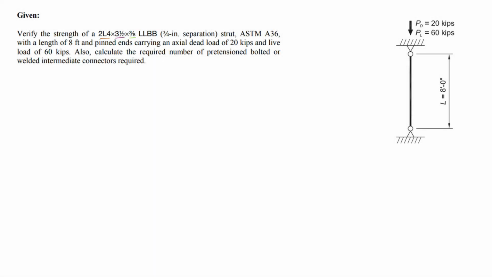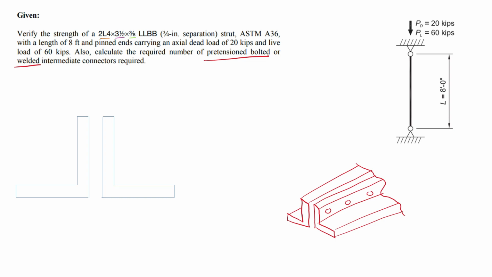In this example, we will learn to evaluate the strength of compressive members comprised of double angle sections that are connected to each other using pretension bolts or welds.